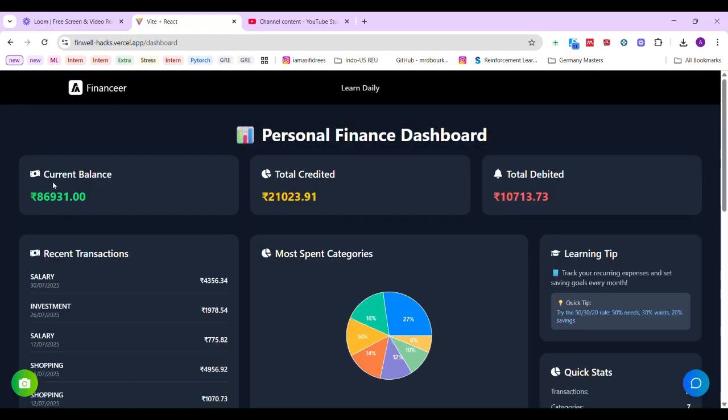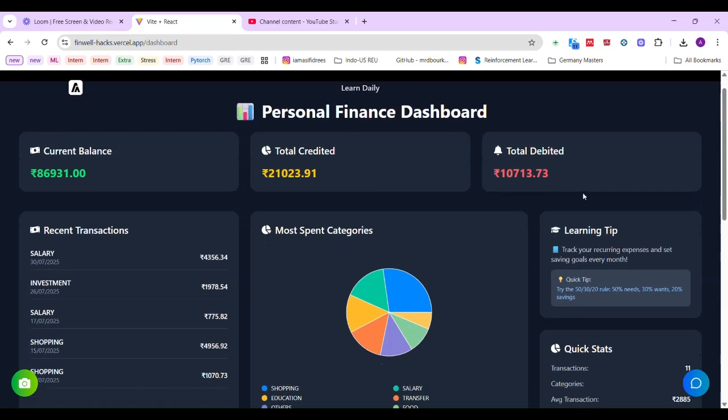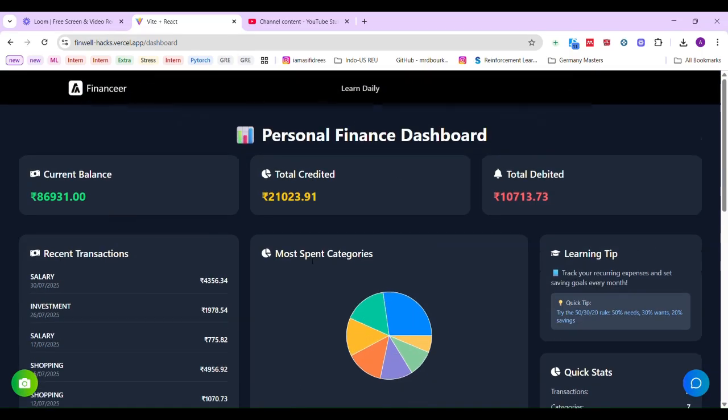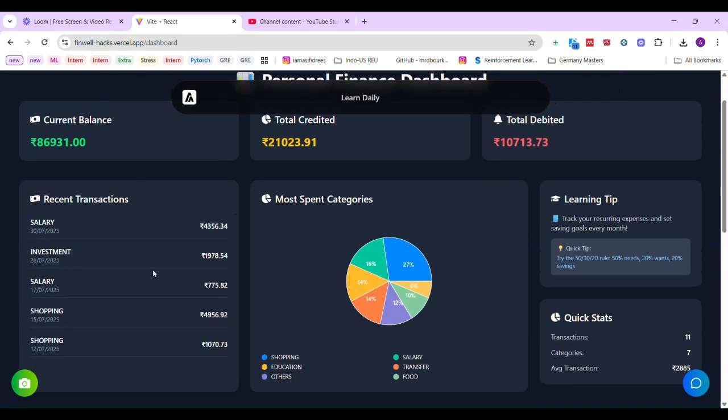Okay, so what we have here is the current balance, the total credited amount, and the total debited amount for the past month. These are all the details about the account. Next, we have the recent transactions that have taken place.